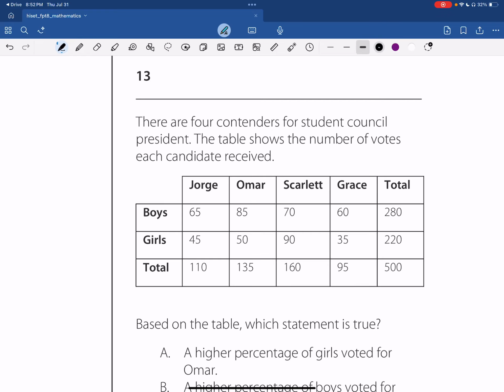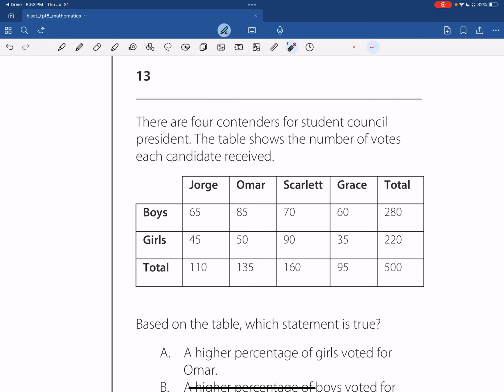Number 13. There are 4 contenders for student council president. The table shows the number of votes each candidate received. So the 4 contenders are Jorge, Omar, Scarlett, and Grace. Each student got to vote, and they divided the votes between boys and girls to show how each group voted.